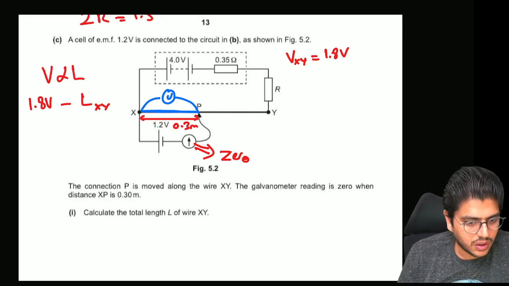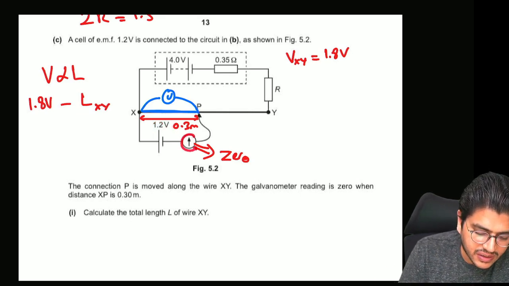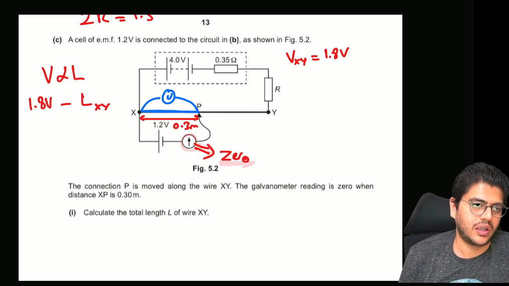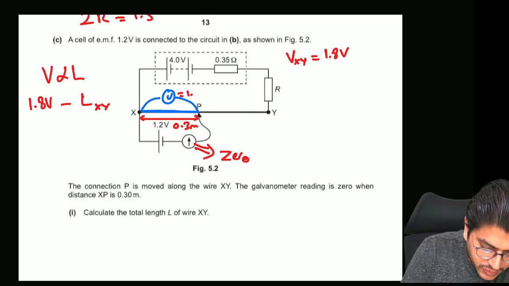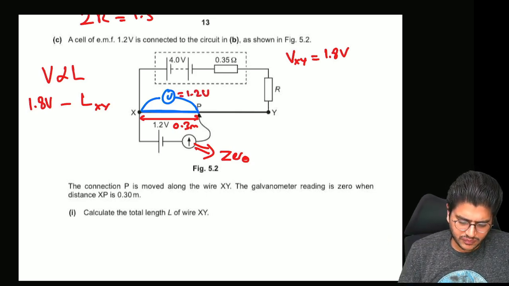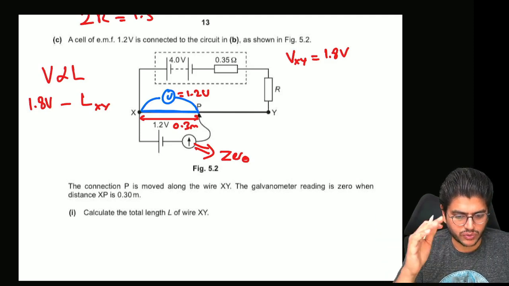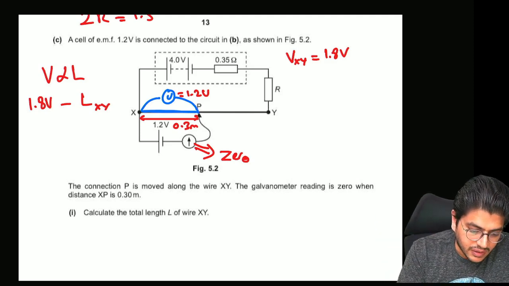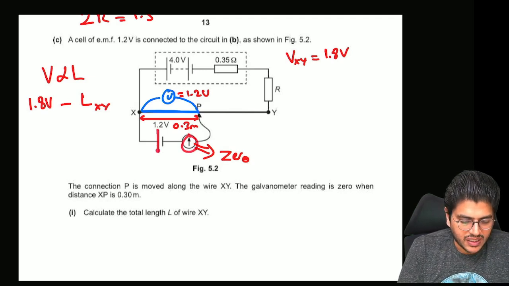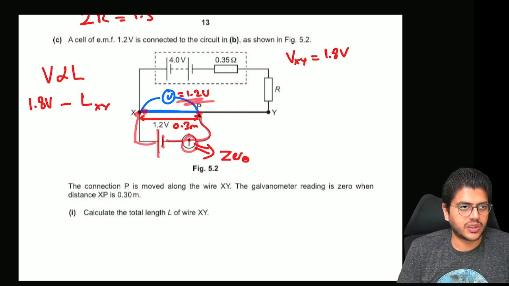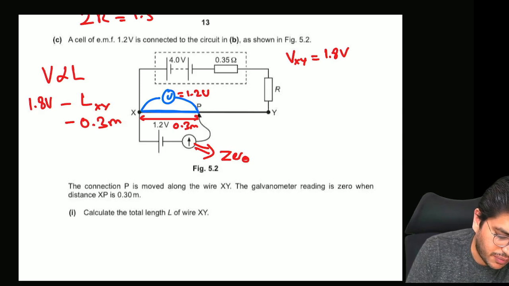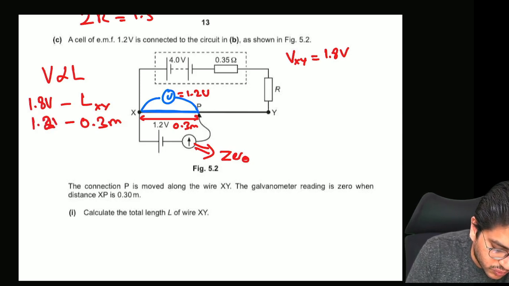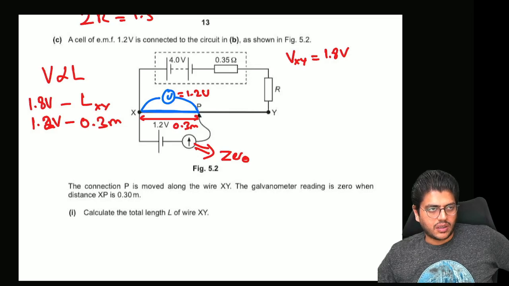Why? How do I know? I know because they've said that the galvanometer reading is 0. This voltmeter reading has to be 1.2 volts. This is called the null method. I've got videos on this on my YouTube, you can watch it from there. But you should know that whenever the galvanometer reading is 0, then the cell and the 2 points between which the cell is connected will have the same voltage. So that means that this length of 0.3 meters is representing a voltage of 1.2 volts. And voltage is proportional to length.